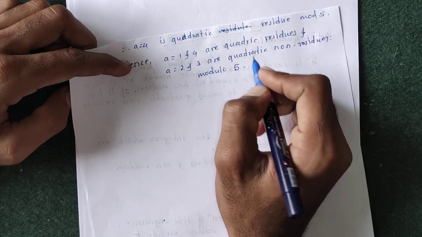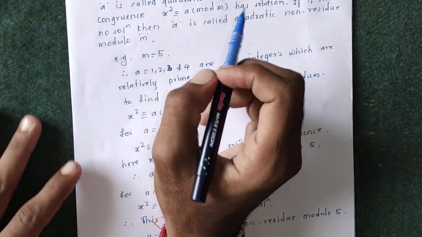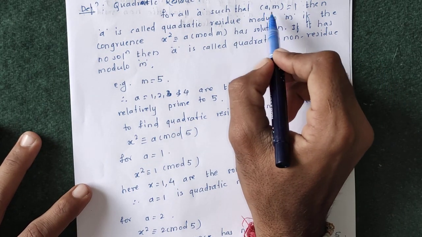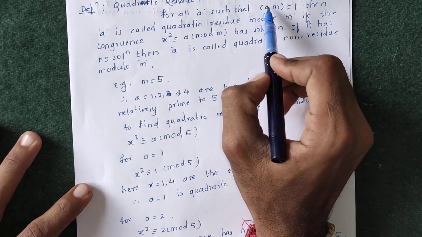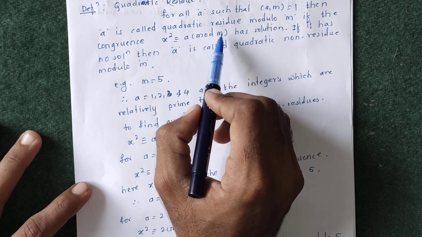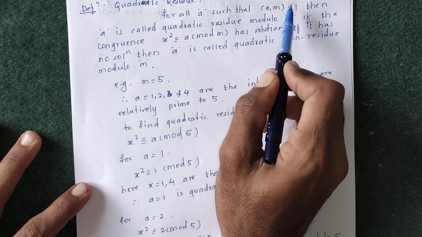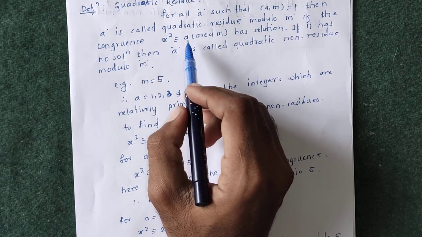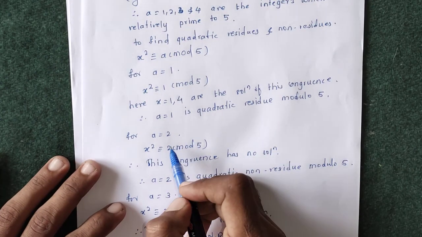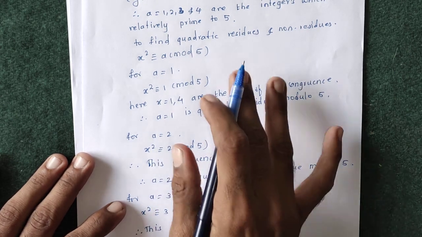So to find the quadratic residues, we just check the solutions. From this example, it is more clear that the definition of quadratic residue is: if gcd of a and m is equal to 1, then a is said to be a quadratic residue if the congruence x square is congruent to a mod m has a solution. And if this congruence has no solution for a which is relatively prime to m, as here we have a equals 2, for which this congruence has no solution, then that number is a quadratic non-residue.